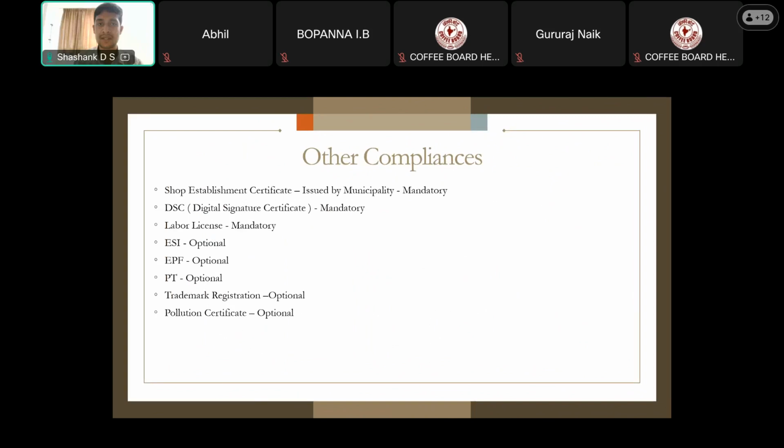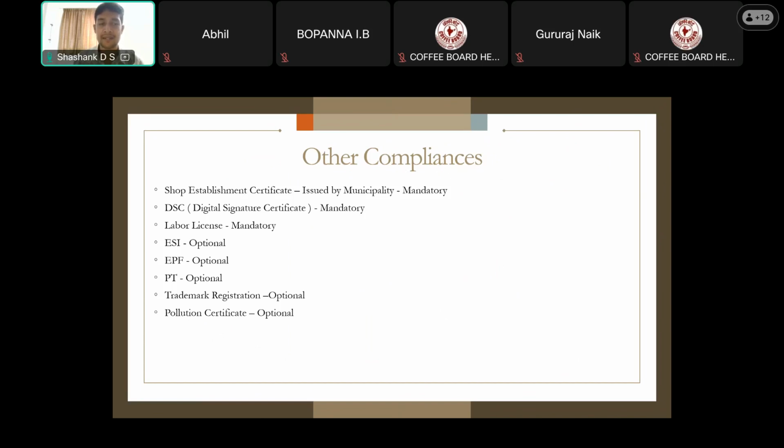So in addition to the various compliances discussed earlier, there are also some state-specific compliances involved in case of the labor department. We need to have a shop and establishment certificate and a trade license to be availed from the local municipal authority, which is BBMP in case of Bangalore. And in case of other labor compliances, there are other compliances like ESI, PF, PT. So ESI, PF, PT is optional.